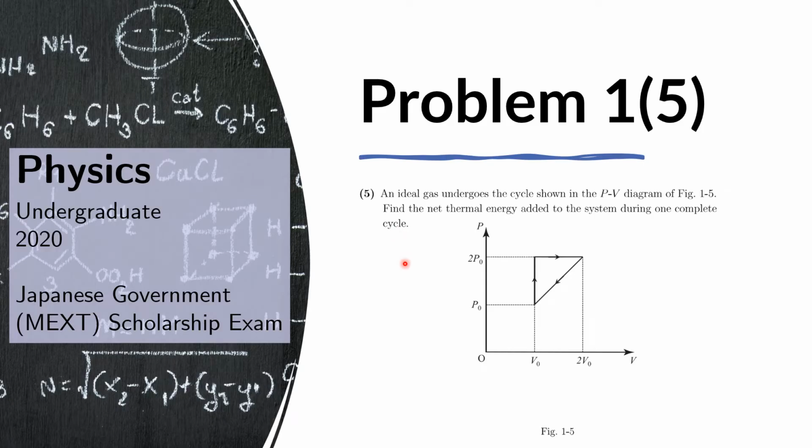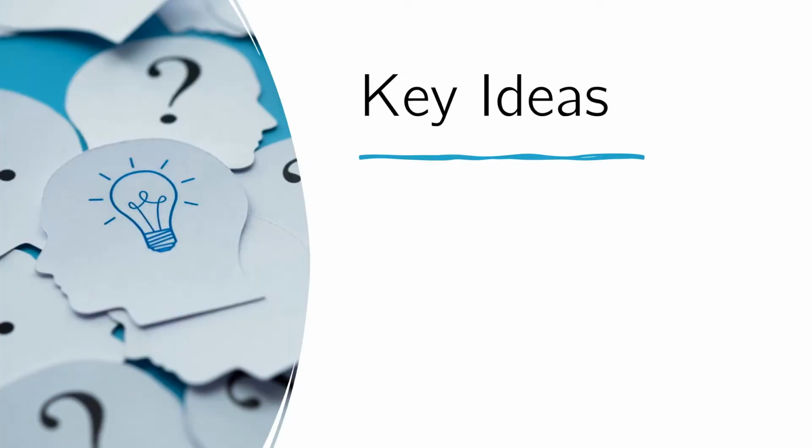Problem 5 reads, an ideal gas undergoes the cycle shown in the PV diagram of figure 1-5. Find the net thermal energy added to the system during one complete cycle. Let's review some ideas that will be helpful in the solution of this problem.